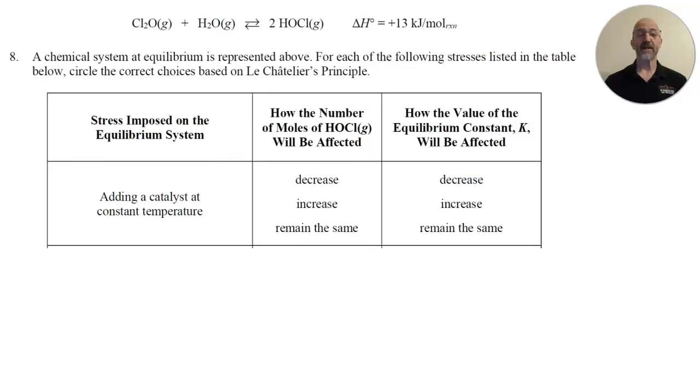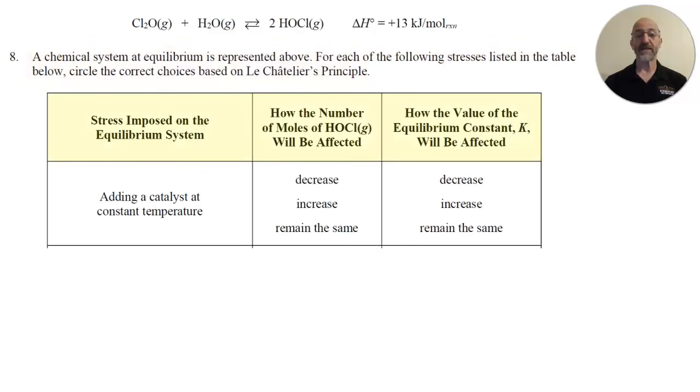In question 8, it says, a chemical system at equilibrium is represented above. So we can see a balanced chemical equation, and we can see that the change in enthalpy, or the delta H, is positive 13 kilojoules per mole of reaction. It says for each of the following stresses listed in the table below, we have to circle the correct choices based on Le Chatelier's principle.